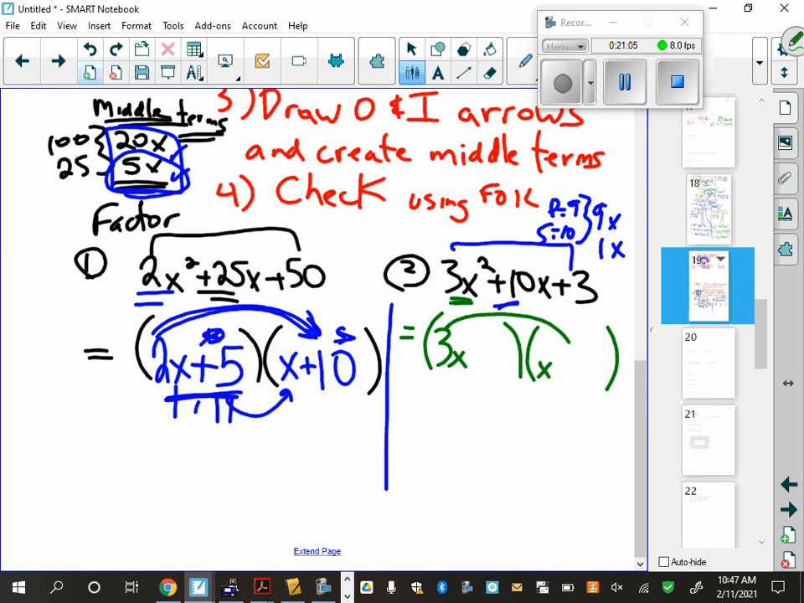This times this will give you a middle term, and this times this will give you a middle term. So 3 times what equals 9 or 1? Always start with the big number. 3 times 3, make sure you put it here, gives you the 9x. Now I need the 1x, so x times 1. You can check it when you FOIL it in your head.